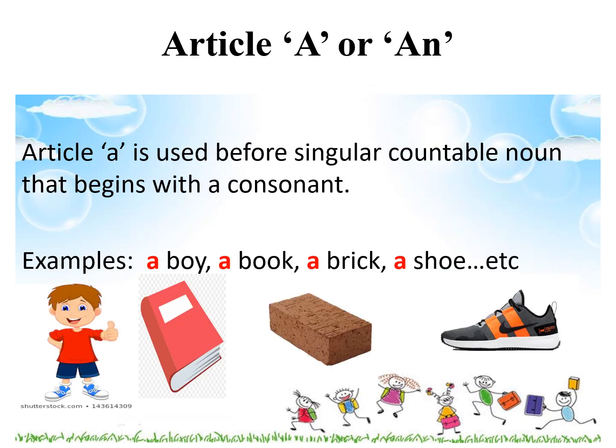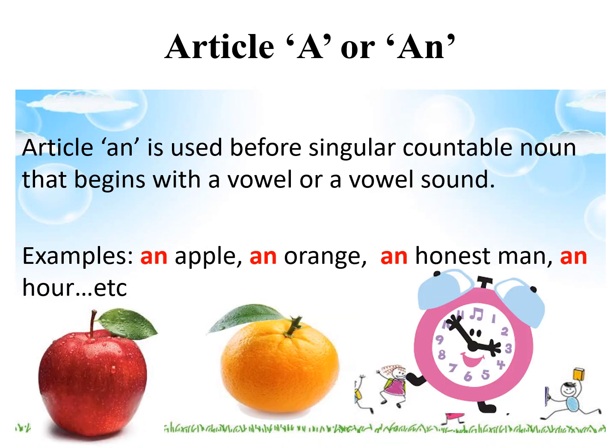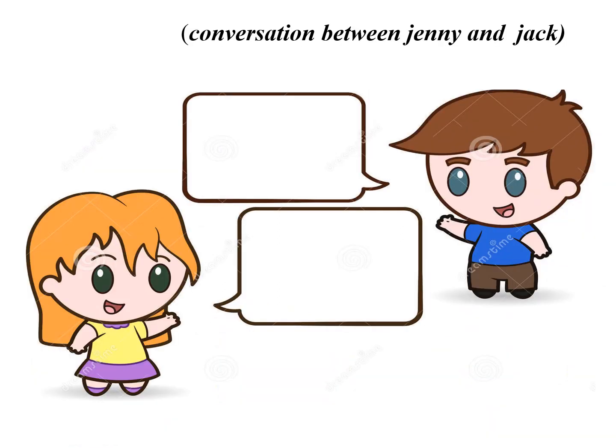Article A is used before a singular countable noun that begins with a consonant. For example, a boy, a book, a brick, a shoe, etc. Article An is used before a singular countable noun that begins with a vowel or a vowel sound. For example, an apple, an orange, an honest man, an hour, etc.